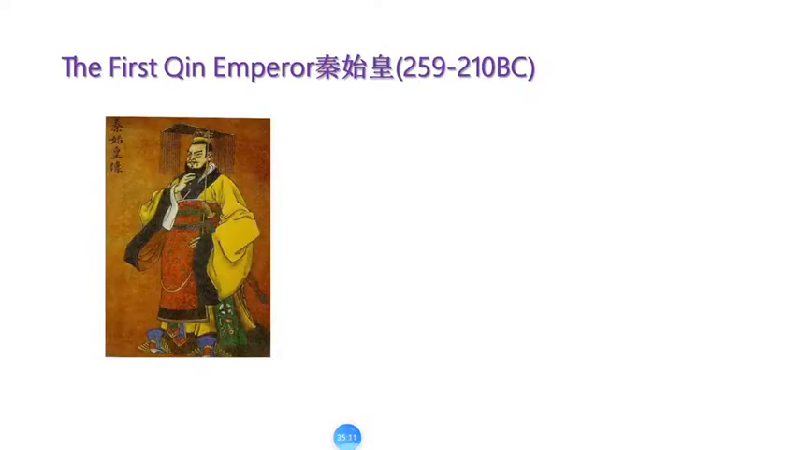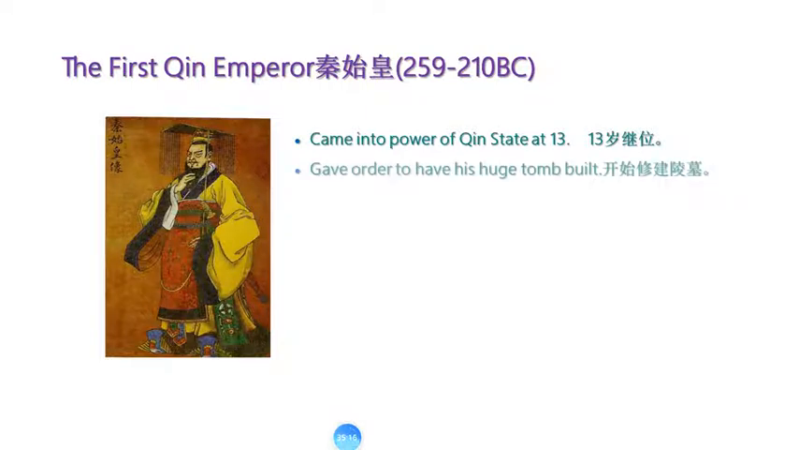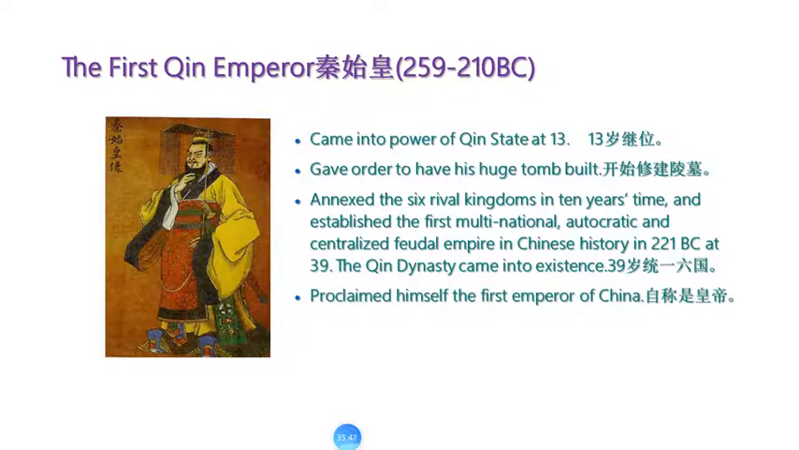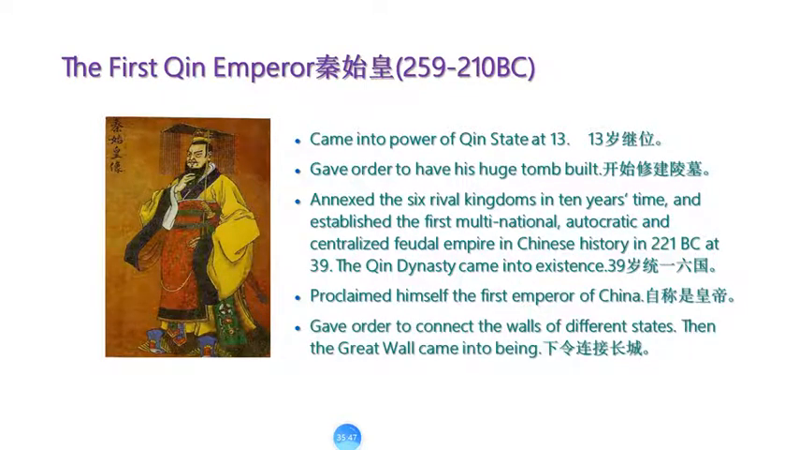The first Qin Emperor came into power at the age of 13. As soon as he became the king, he gave order to have his huge tomb built. He conquered the other six rival kingdoms in 10 years' time and established the first multinational autocratic and centralized feudal empire in Chinese history in 221 BC. He proclaimed himself the first emperor of China. He gave order to connect the walls of different states. Then the Great Wall came into being.